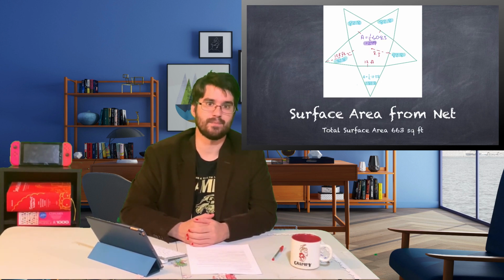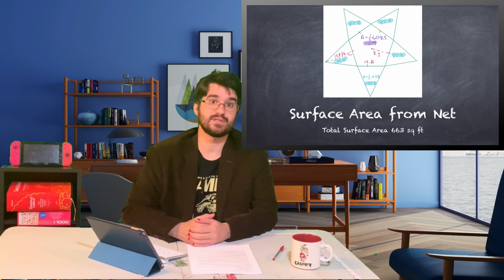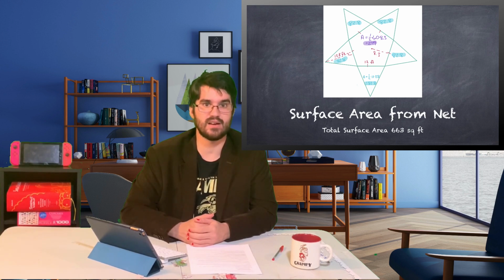The area of the pentagon is 1/2 times the perimeter times the apothem. Each side is 12 meters long, so the perimeter is 60 meters, and the apothem is 8.3 meters. So our area is 1/2 times 60 times 8.3, which will give us an area of 249 square meters. So that means the total surface area for this pentagonal pyramid is 82.8 plus 82.8 plus 82.8 plus 82.8 plus 82.8 plus 249 for a total area of 663 square meters.